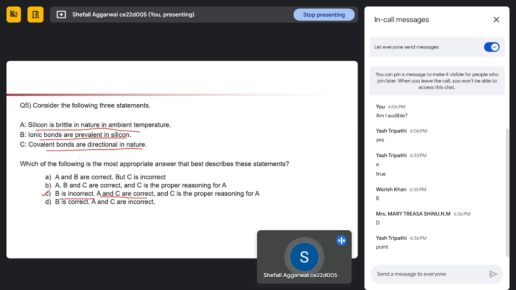A and C are correct, and C is the proper reasoning for A. So silicon is brittle in nature at ambient temperature. Why? Because silicon has covalent bonds between different silicon atoms, and because of this directional bonding, whenever we are heating it up and cooling it, the bonds will break because they are directional in nature. So that is why silicon is normally brittle in nature. Okay.